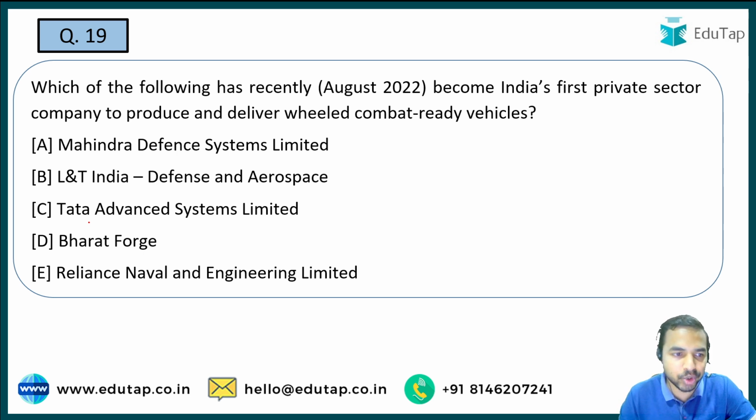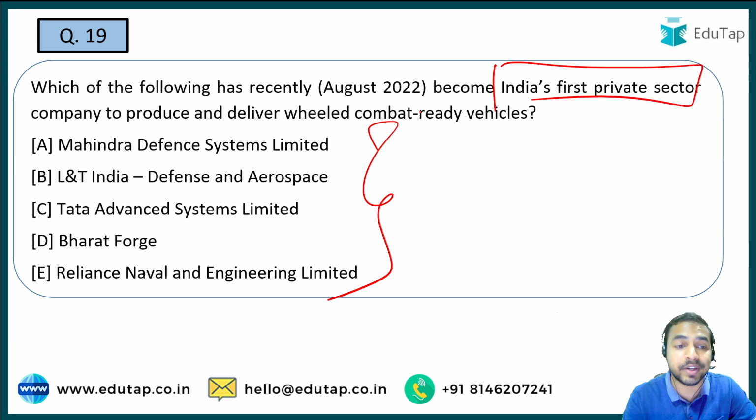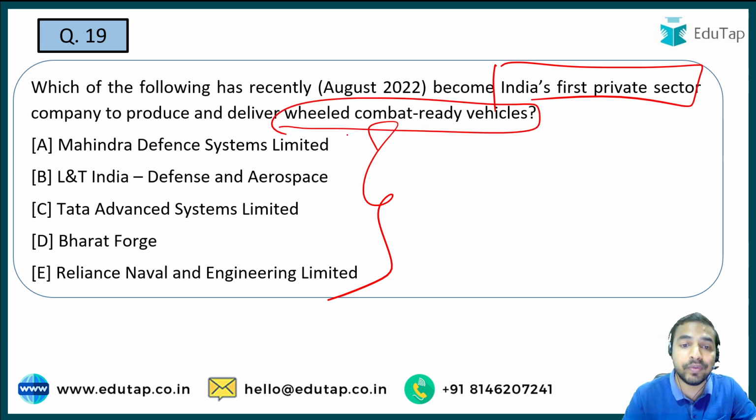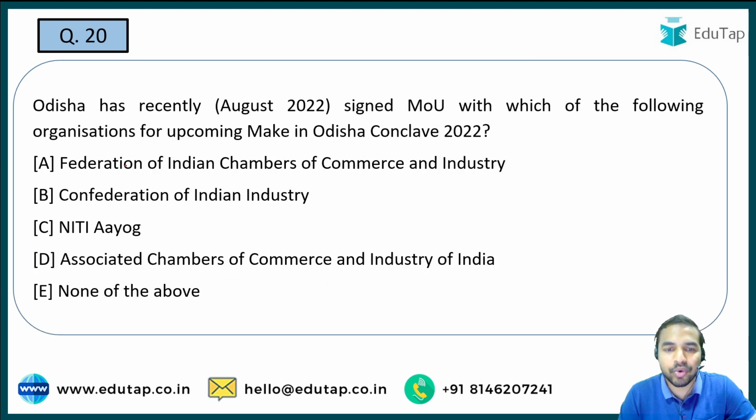The next question is, you are required to tell me the name of the company which has become India's first private sector company to produce and deliver wheeled combat ready vehicles. So which of these companies has become India's first private sector company to produce and deliver wheeled combat ready vehicles? And guys, here the right answer is Tata Advanced Systems Limited. That is the right answer to this question. Now, moving on to the next question.